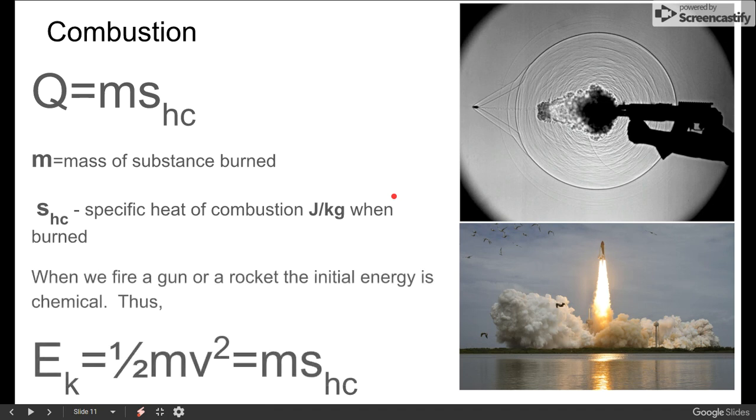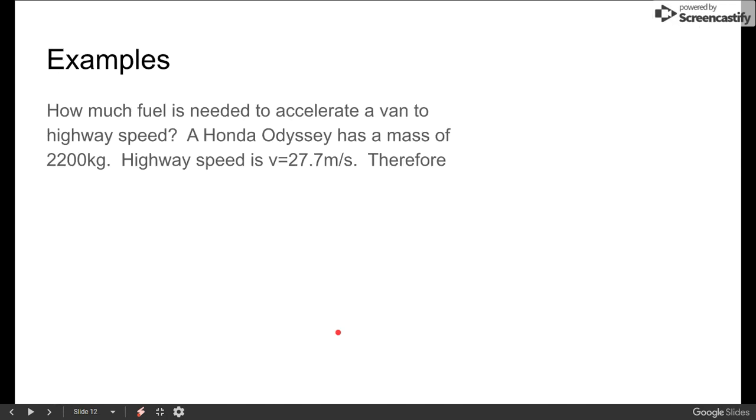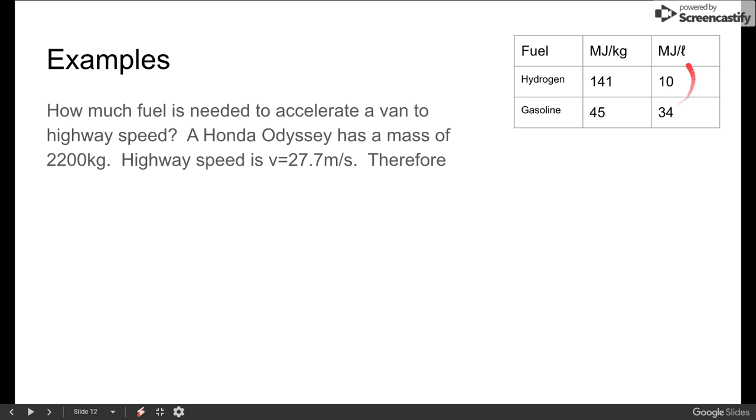So when we fire a gun or a rocket, the initial energy is going to be chemical. It's going to be all this. And that's what the rocket or the gun has to turn into kinetic. So the combustion formula links the chemistry behind many of our engines to the actual motion. So it's a fairly important one. So let's see how much fuel is needed to accelerate a van to highway speed. We'll use a Honda Odyssey again of 2,200 kilograms. Highway speed is this.